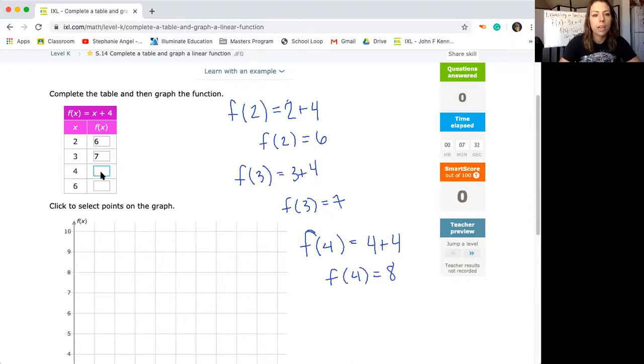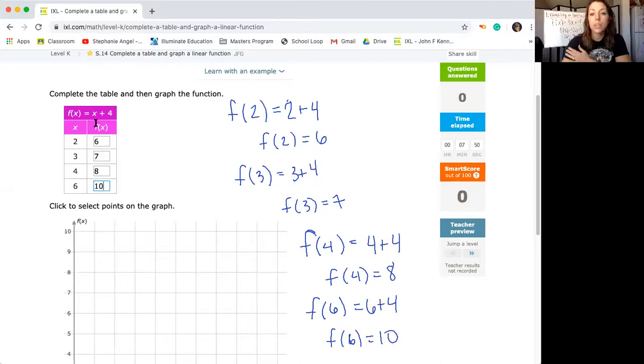I'm coming over here and I'm putting in 8. And then finally, f of 6 is 6 plus 4. And 6 plus 4 is 10. So I'm going to come over here and input 10.